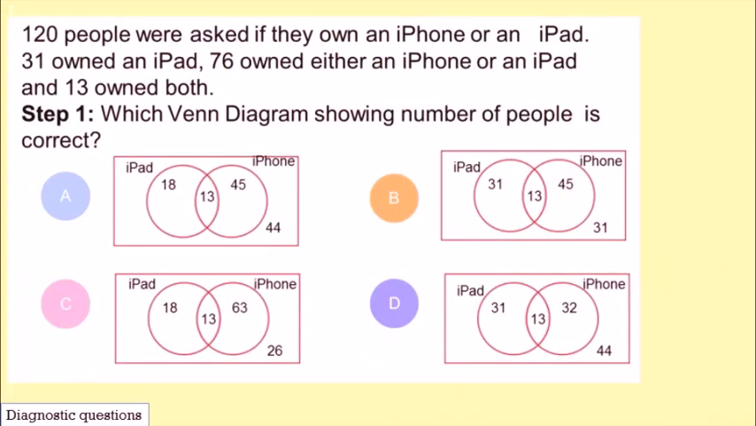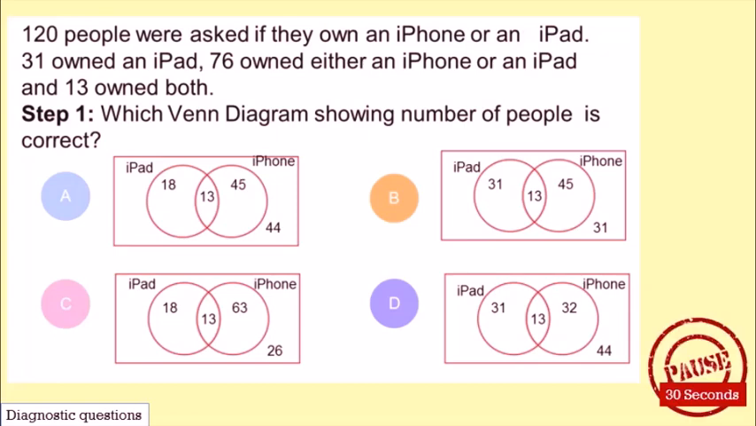Right, a question which you might find quite applicable to you. 120 people were asked if they own an iPhone or an iPad. 31 owned an iPad, 76 owned either an iPad or an iPhone, and 13 owned both. So which Venn diagram showing number of people is correct? So which one of those diagrams is correct? Press pause. It might take you more than 30 seconds. Give it a go.